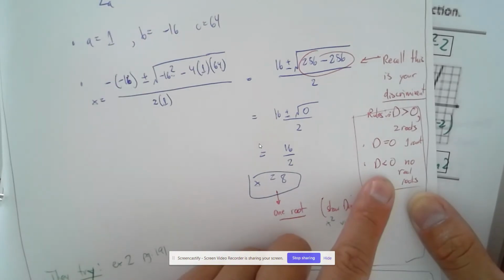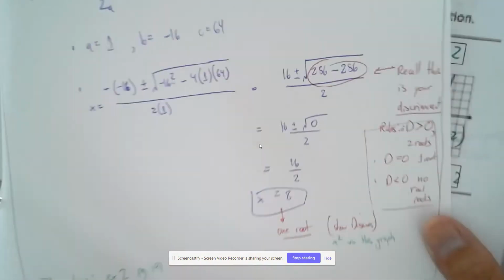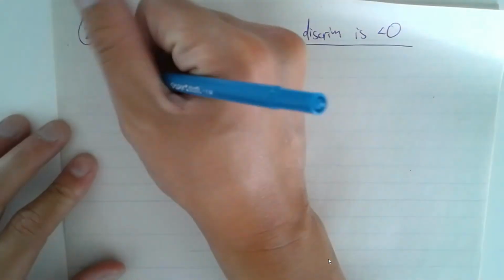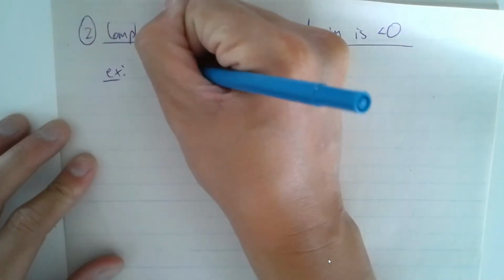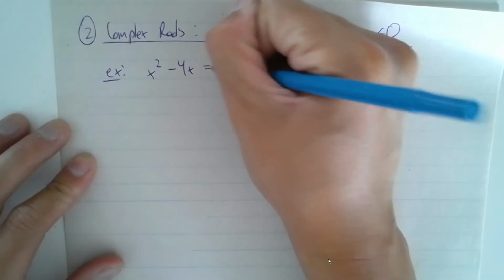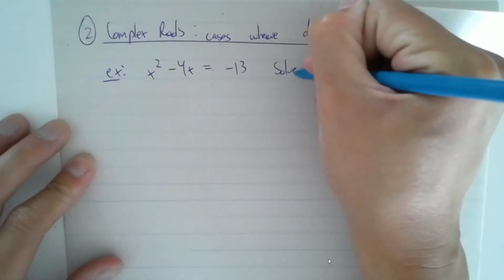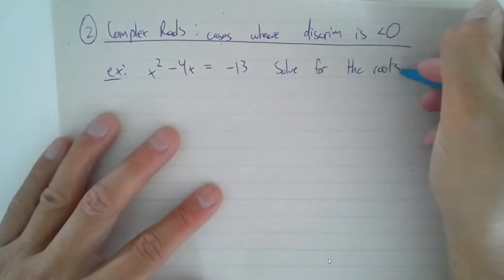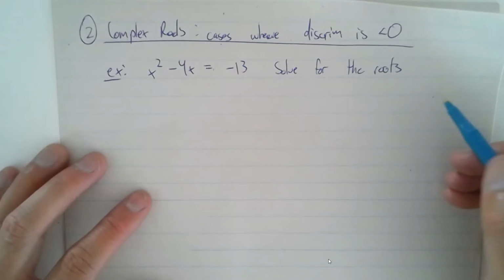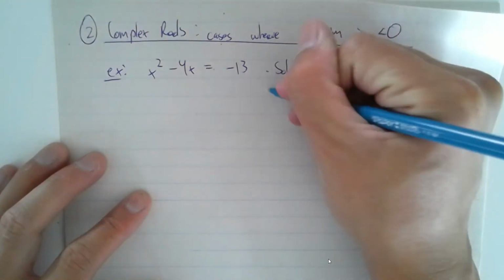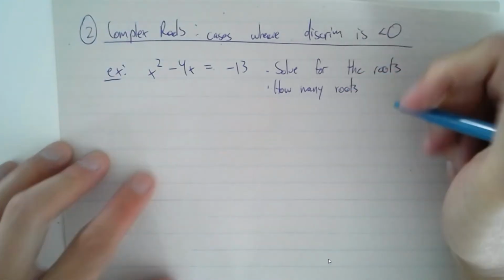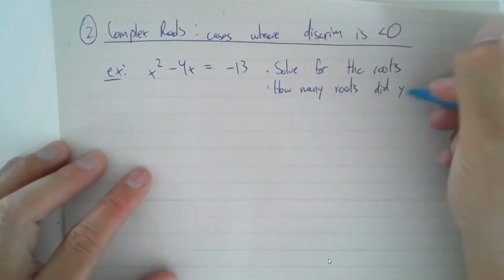We're going to go over a case where the discriminant could be less than 0. So what's that going to look like? Let me give you a problem where you're going to get exactly what it looks like. So let's go through an example here. You have x squared minus 4x is equal to negative 13, and it's going to ask you to solve for the roots. And it'll ask you, how many roots did you find?